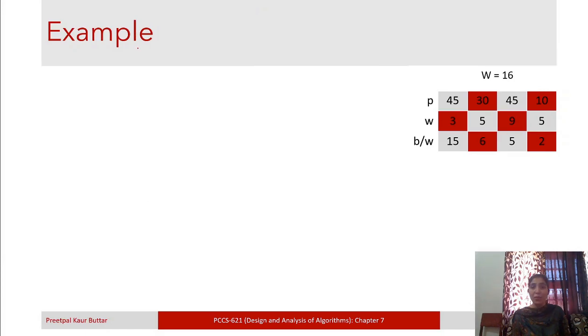Let us now look at this example of the 0-1 knapsack problem. In this example, the weight of the knapsack is 16 and we have n equal to 4. We have 4 items. We are given the profit of each item and the weight of each item, and we have also calculated the profit by weight ratio. The profit by weight ratio of the first item, for example, is 45 by 3, that is 15. Now we can start creating the search space. Let us start with the root node.